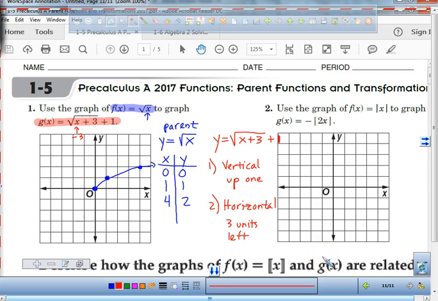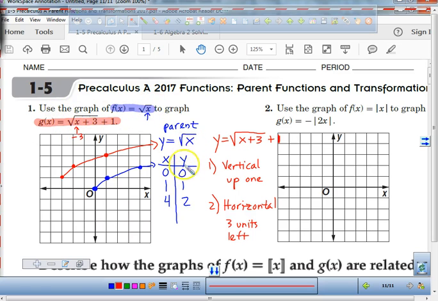So what we're going to do right now is go 3 units to the left and up 1, or up 1 and 3 units to the left, however you want to do it. So right here, you go 1, 2, 3, and up 1. From here, 1, 2, 3, and up 1. 1, 2, 3, and up 1. So you guys can actually do this without even using a graphing calculator. And right there is your new function.